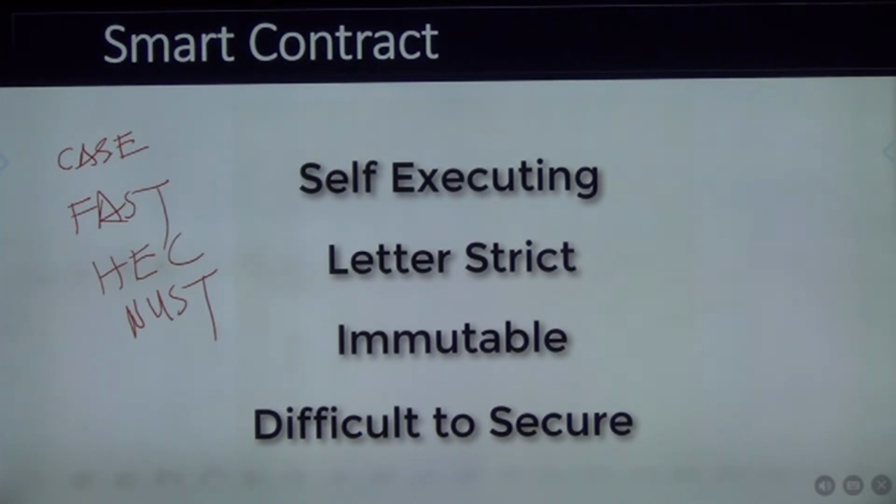There's a lot of work that somebody has to do to write a physical contract on paper. And now let's say you want to take it on blockchain, okay? First thing, obviously, you need to have a CA, a certification authority in CASE, a certification authority in FAST, maybe a certification authority in NUST.